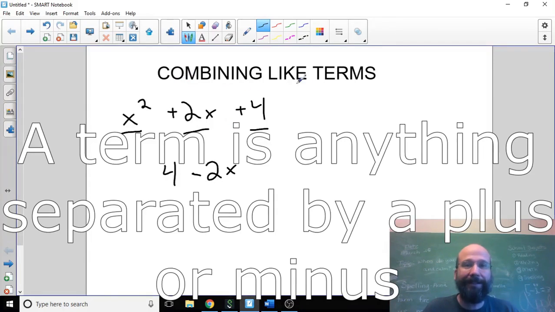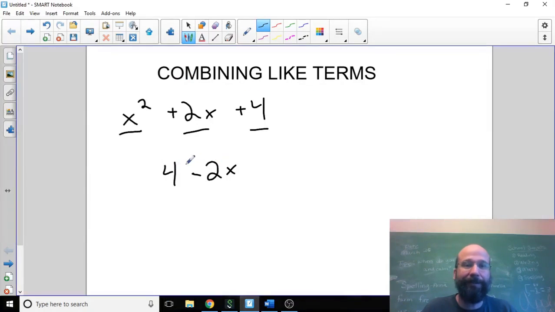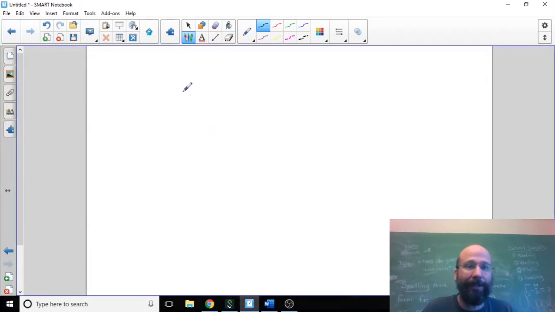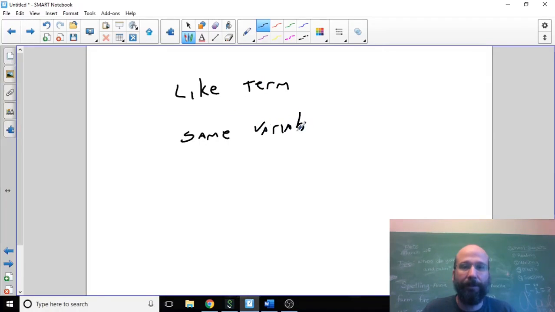What we're doing with combining like terms is determining if these terms are like or not, and if they are like, then we can add them or subtract them or whatever the case may be. So a like term has to have the same variable and the same exponent.